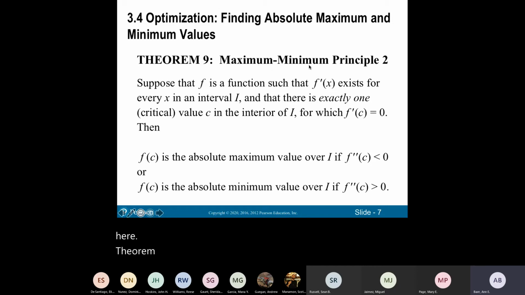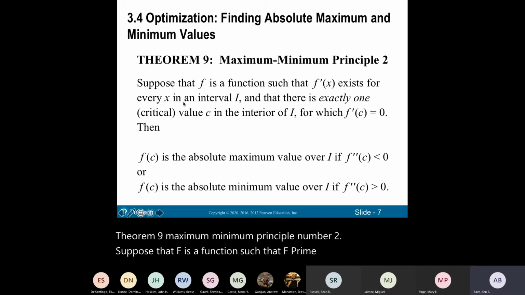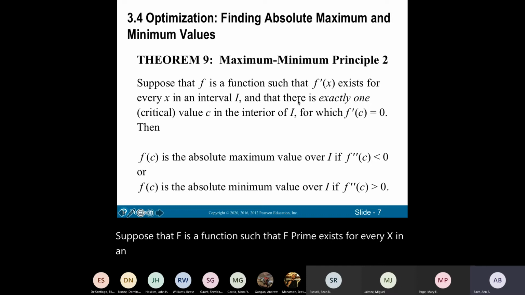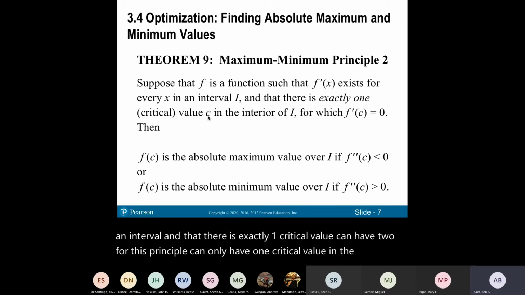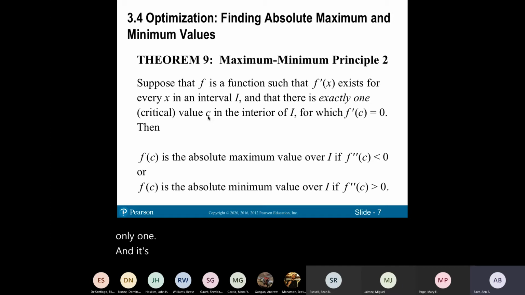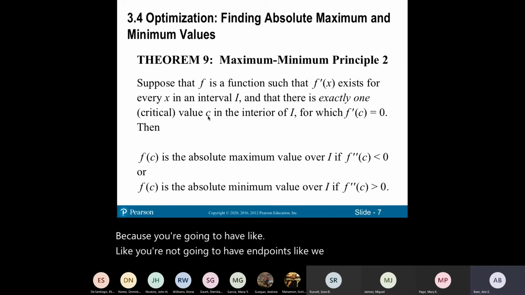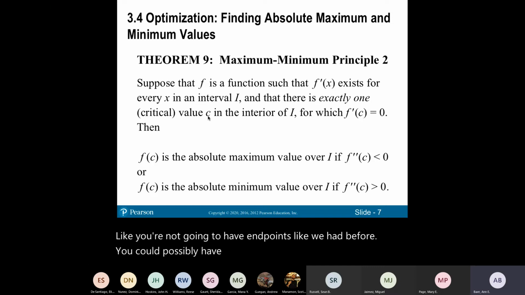Theorem 9, maximum minimum principle number 2. Suppose that f is a function such that f prime exists for every x in an interval and that there is exactly one critical value. Can't have 2 for this principle. Can only have one critical value in the interval and only one. And it's got to be inside the interval, because you're not going to have endpoints like we had before. You could possibly have endpoints. Some of the problems may, as I recall. I'm just thinking because this is a new book to me.